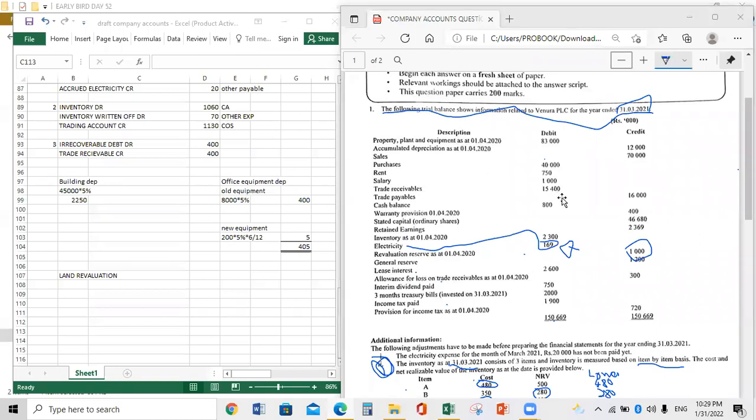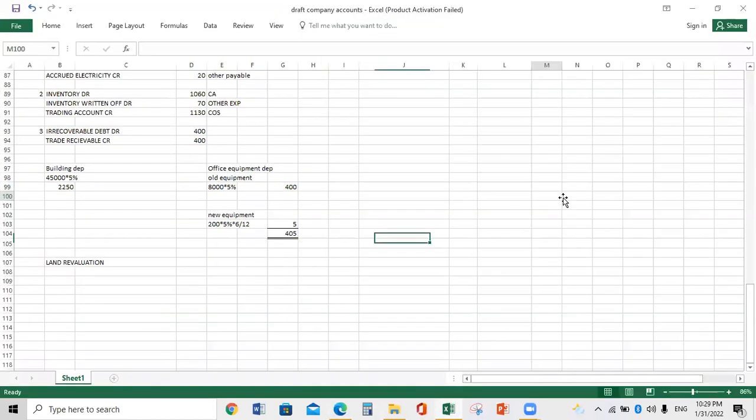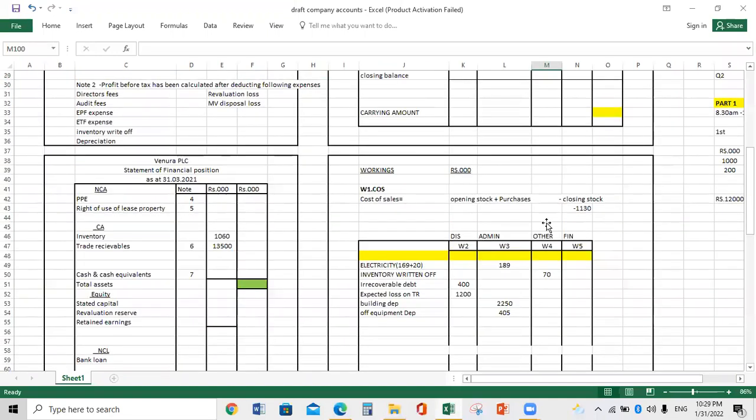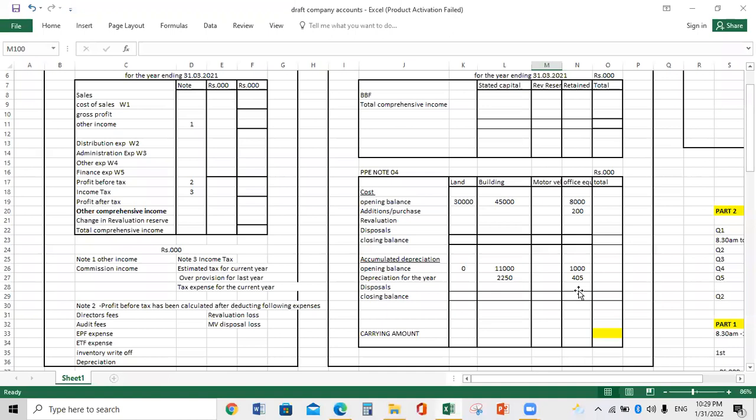It's correct. I don't know, why do you say the depreciation is wrong? Can you tell me how you got it? Quickly. Why do you say it's wrong? Which part? Okay, you tell me once you're done.